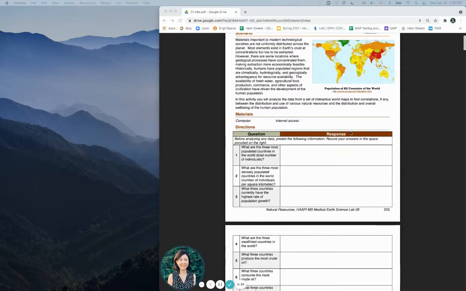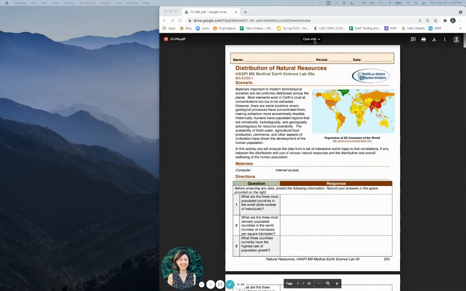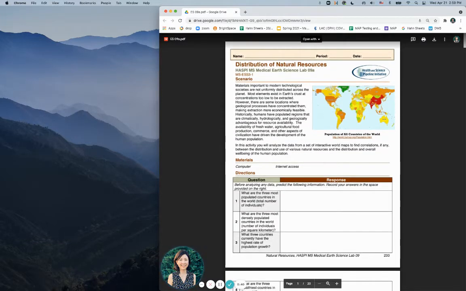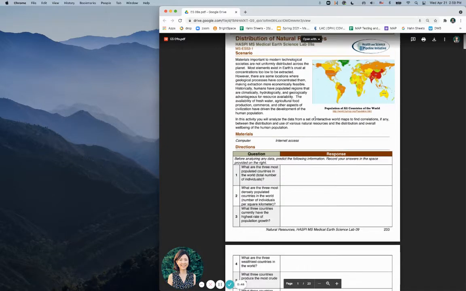The first thing you want to do, you can open it up with Cami. If you do that, the links don't work, but you'll be able to just type it in easily. Do not open it up with Google Docs because that will change the formatting.